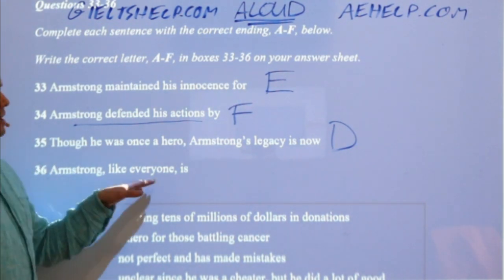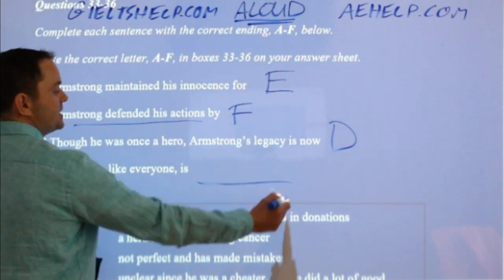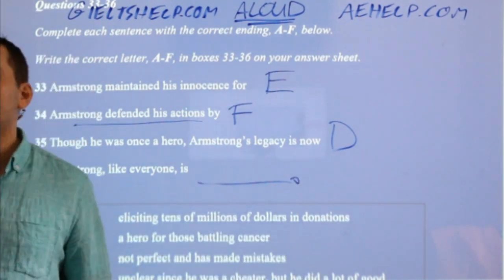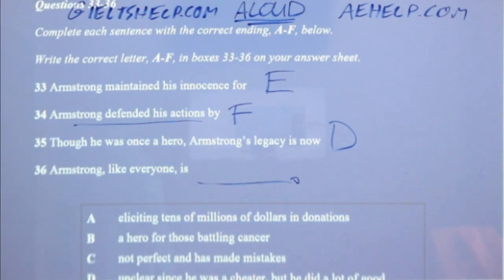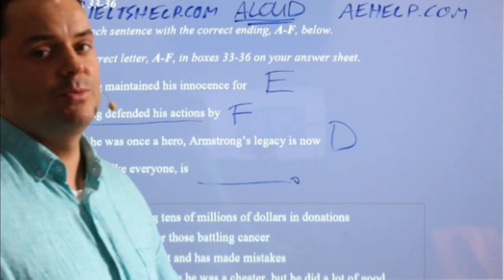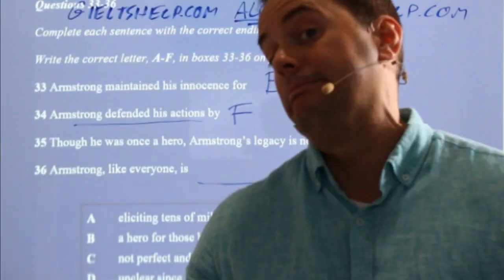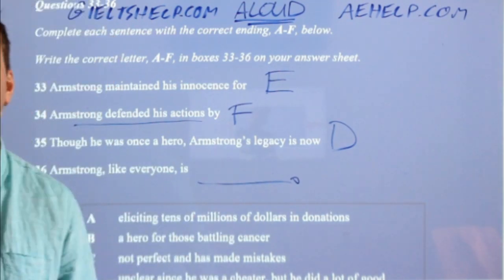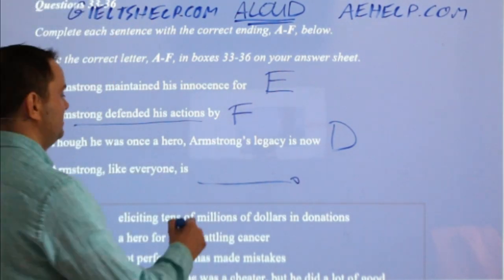Okay, Armstrong, like everyone is, finish the sentence. One word. What's an easy way to finish this sentence? With one word. Armstrong is like everyone else. Everyone is what? You, me, we are all human. That's right. We're all human.